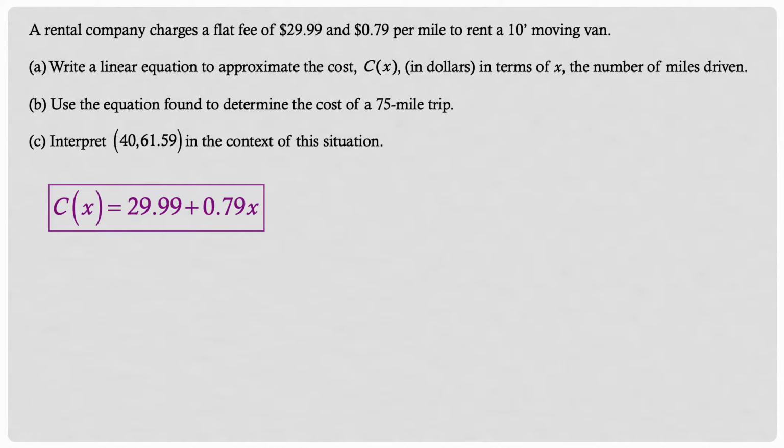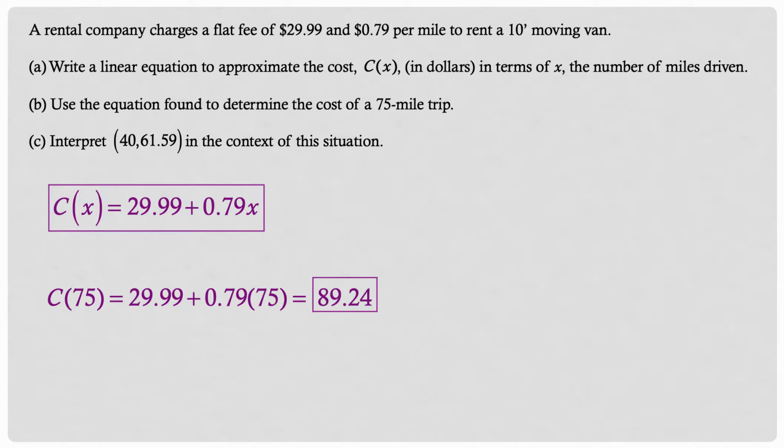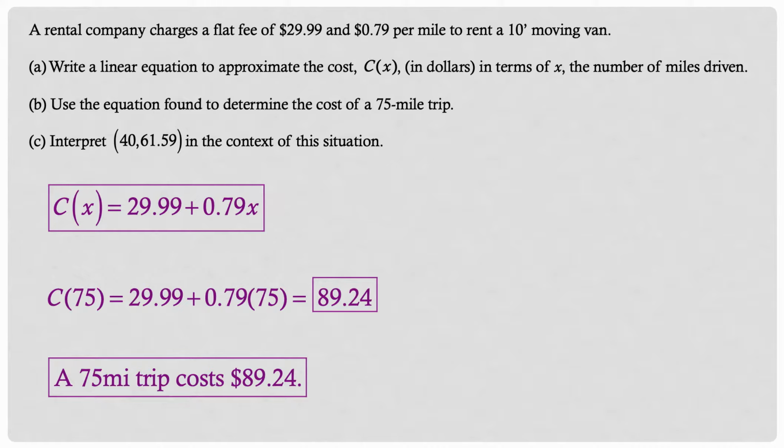The next question asks us to use the equation that we found, so this linear function, in order to determine the cost of a 75-mile trip. So what we're looking for is C of 75. Plugging that into my equation, I get 89.24. Of course, whenever I'm solving any type of application, I want to interpret my answer. So a 75-mile trip costs $89.24.